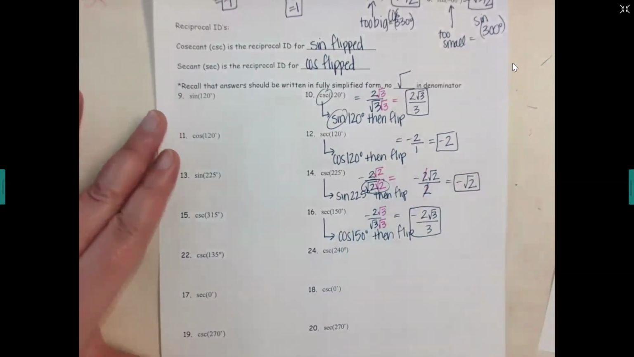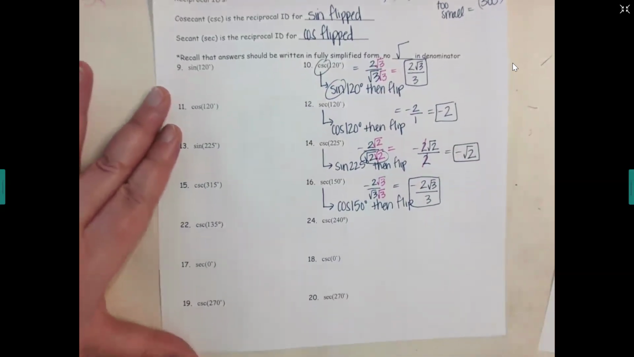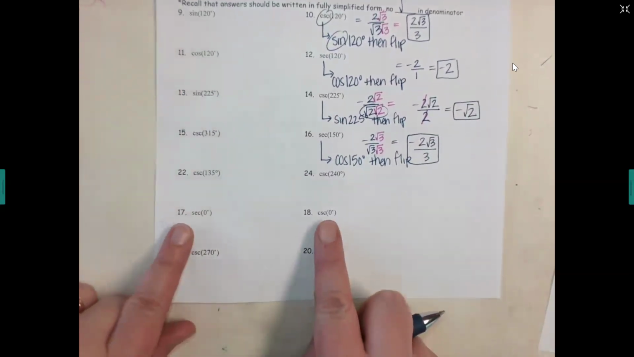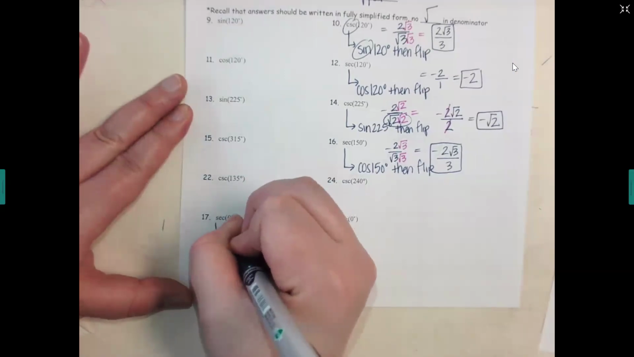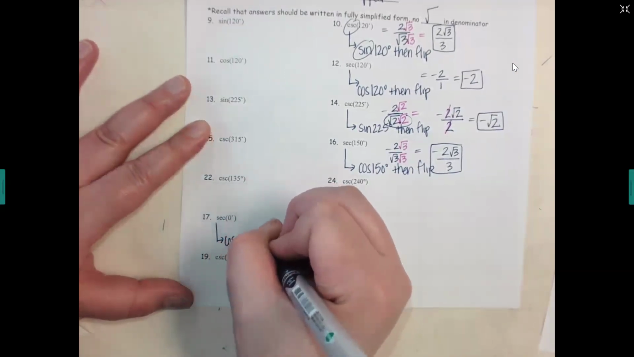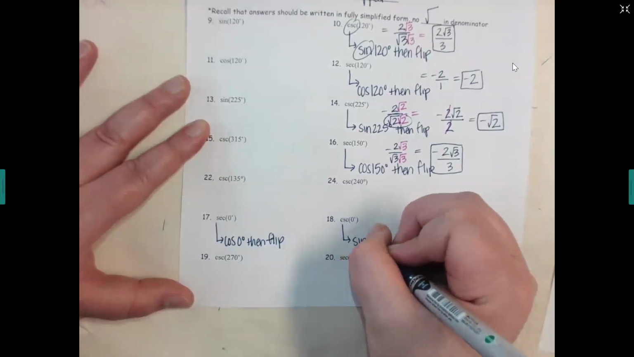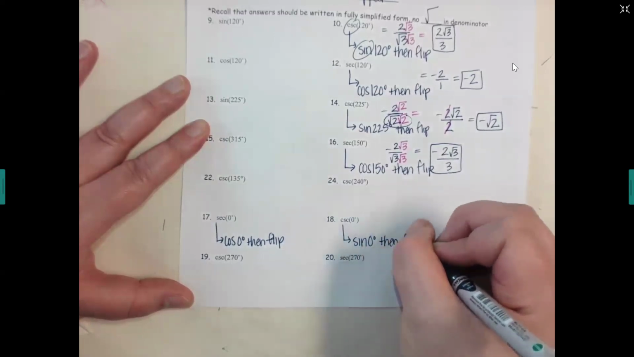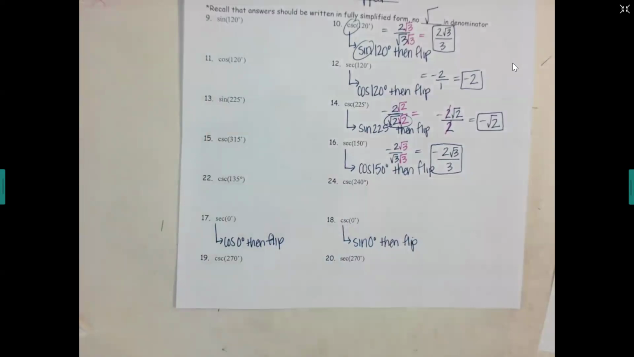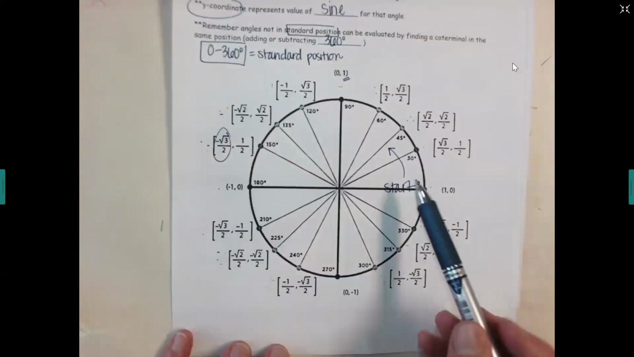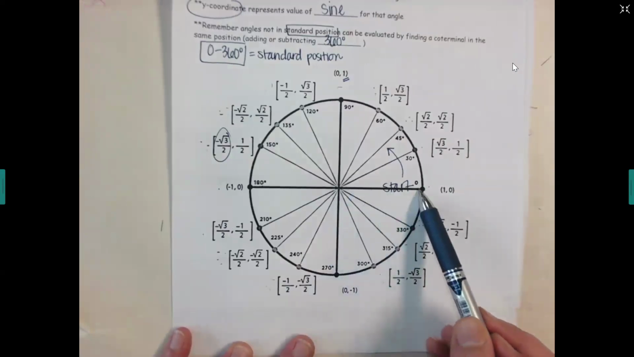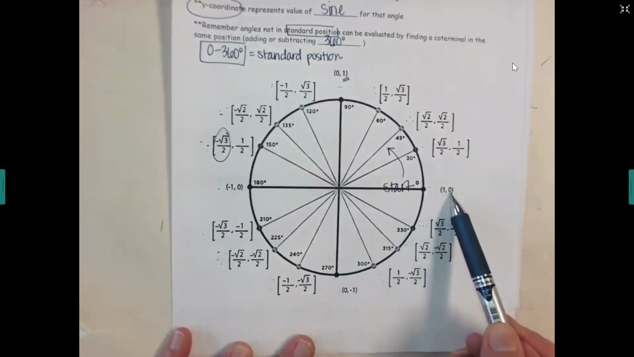All right. Let's skip ahead, please, to number 18. Okay, we'll do 17 and 18 here. So 17 is the secant of 0. So I'm going to find the cosine of 0, then flip. Versus CSC is going to be the sine of 0, then. So find 0 degrees on your circle. We know that would be right here at the start. My x value is a 1. My y value is a 0.